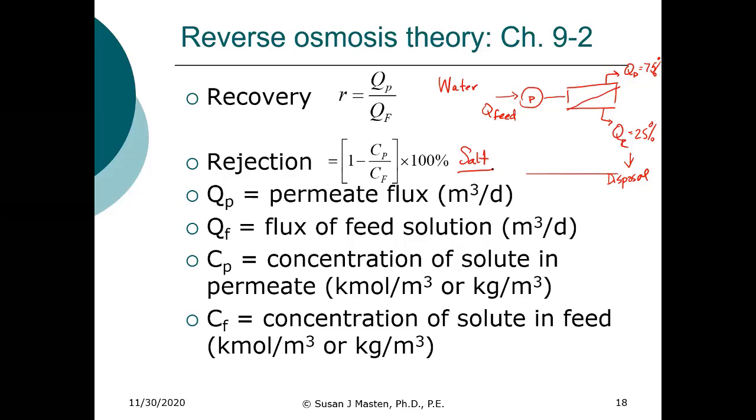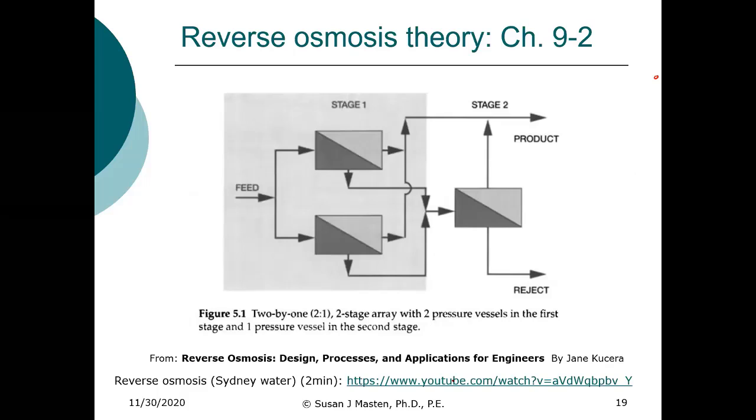So there we're looking, as I mentioned, with feed. Let's say we start at 35,000 milligrams per liter. If we have 99% rejection, we have 350 milligrams per liter in our product water. Now, the other terminology that's used is this terminology about arrays.